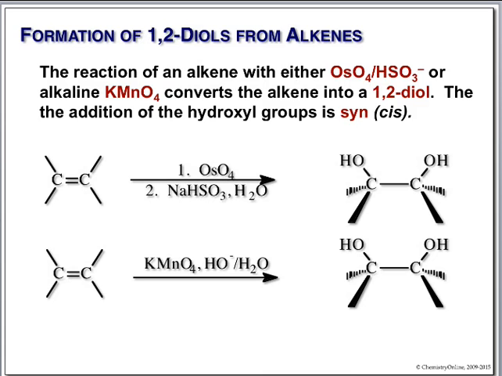All right. We are now into oxidations. If we take an alkene, we can react it with either osmium tetroxide or potassium permanganate and convert this into a 1,2-diol. All right? The stereochemistry here, just like reduction and hydroboration, is going to be cis or syn. That means that both hydroxyl groups are on the same face.